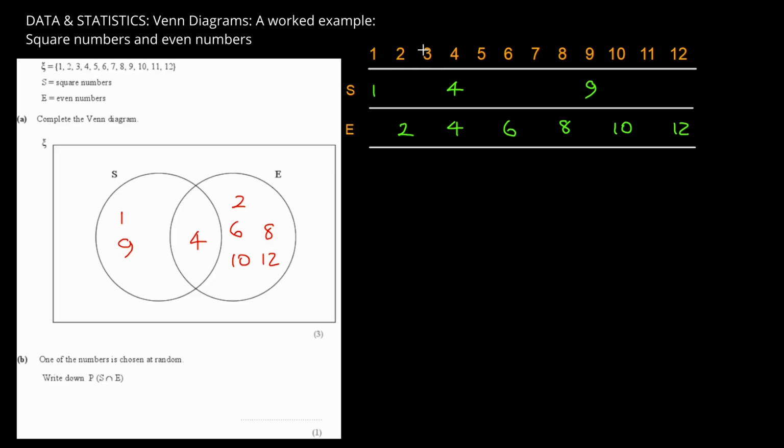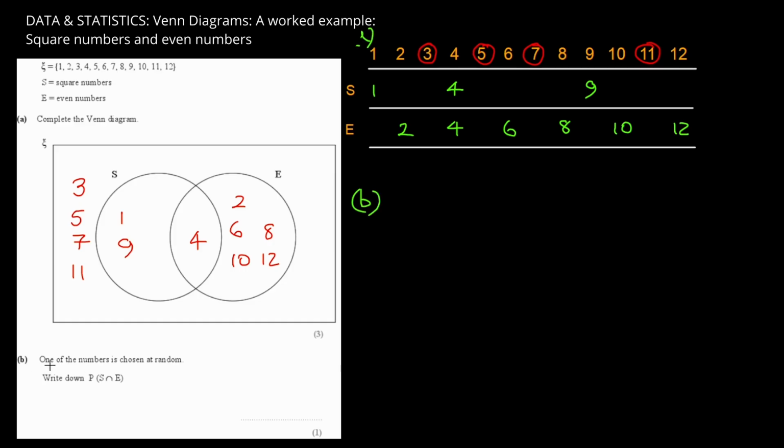So the numbers that don't apply to either square or even are 3, 5, 7, and 11. So these numbers all now are popped in the diagram on the outside, and that's completed the Venn diagram. So that was part A, and now we're going to look at part B.